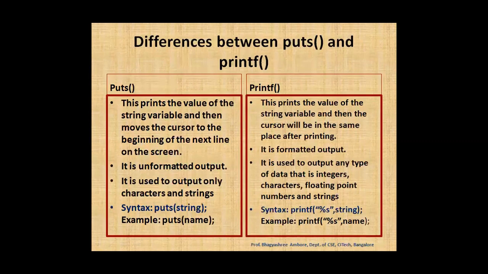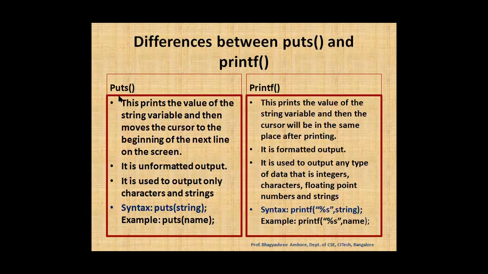Now, the differences between the puts function and the printf function. There are four differences. The first difference: puts prints the value of a string variable and then moves the cursor to the beginning of the next line. However many puts functions you use, it always starts printing from a new line. But printf will not do that. If you use printf 5 times to print hi, welcome to C, everything will be printed in one single line. Wherever it left off, from that point only it starts printing, so everything comes in the same line.